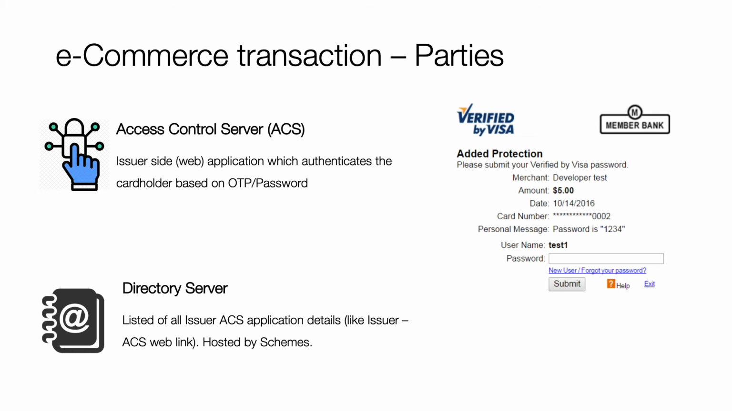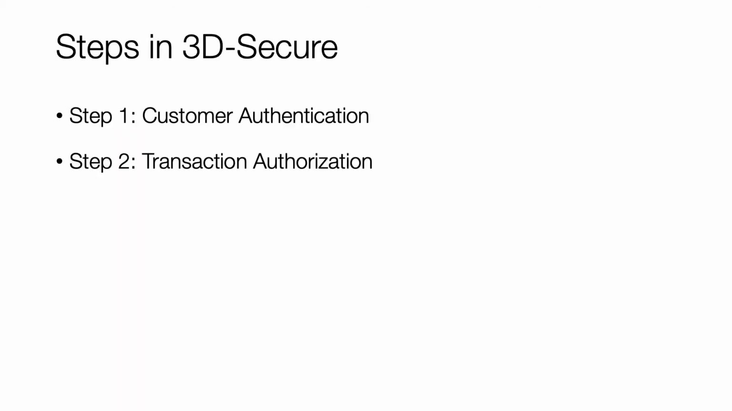Now let's look into e-commerce transaction steps. Unlike a normal POS transaction, in an e-commerce 3D Secure transaction, the transaction happens in two passes. First step is where the cardholder is authenticated using the ACS, and upon successful authentication, in the second step the transaction is submitted to the schemes like a normal POS transaction, that is through a payment gateway to schemes and further to the issuer. And finally, the issuer validates the transaction.